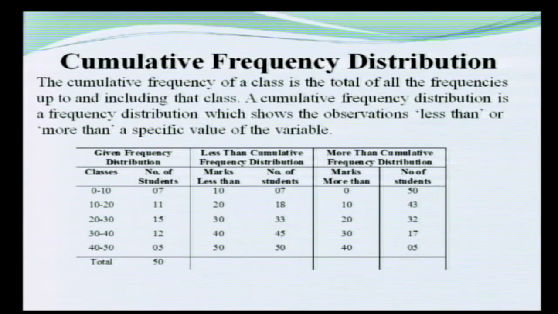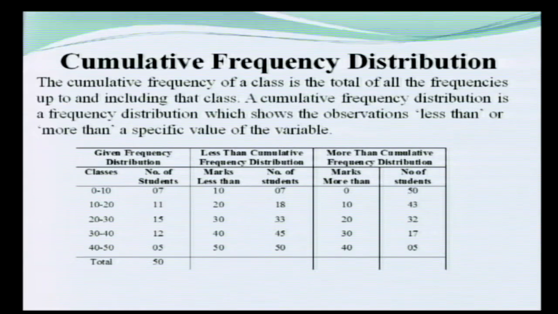So there are two kinds of cumulative frequency distribution. The first one is less than cumulative frequency distribution and the second one is more than cumulative frequency distribution. In the less than frequency distribution, starting from 0 to 10, the frequencies of the next classes are added to that one, so the cumulative frequency of the last class will be the total frequency, capital N. And then there is the more than cumulative frequency distribution, also called the more than ogive.